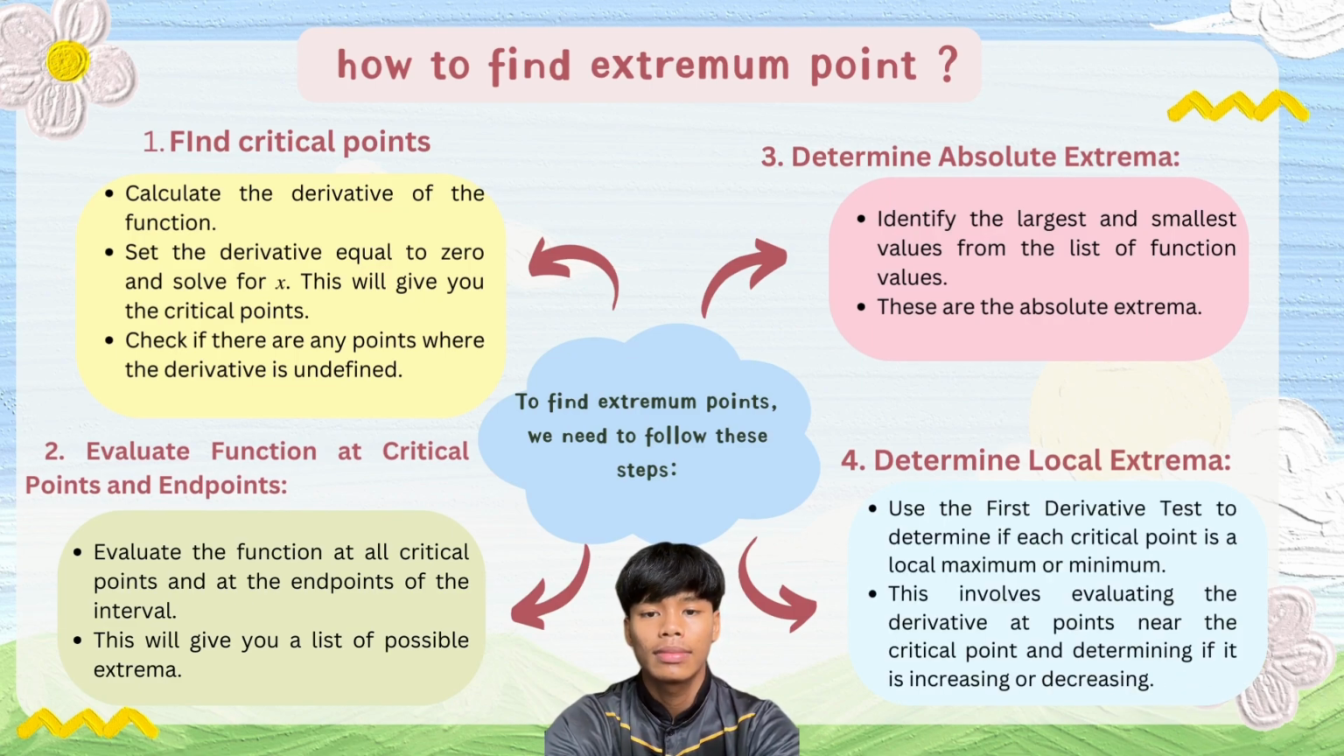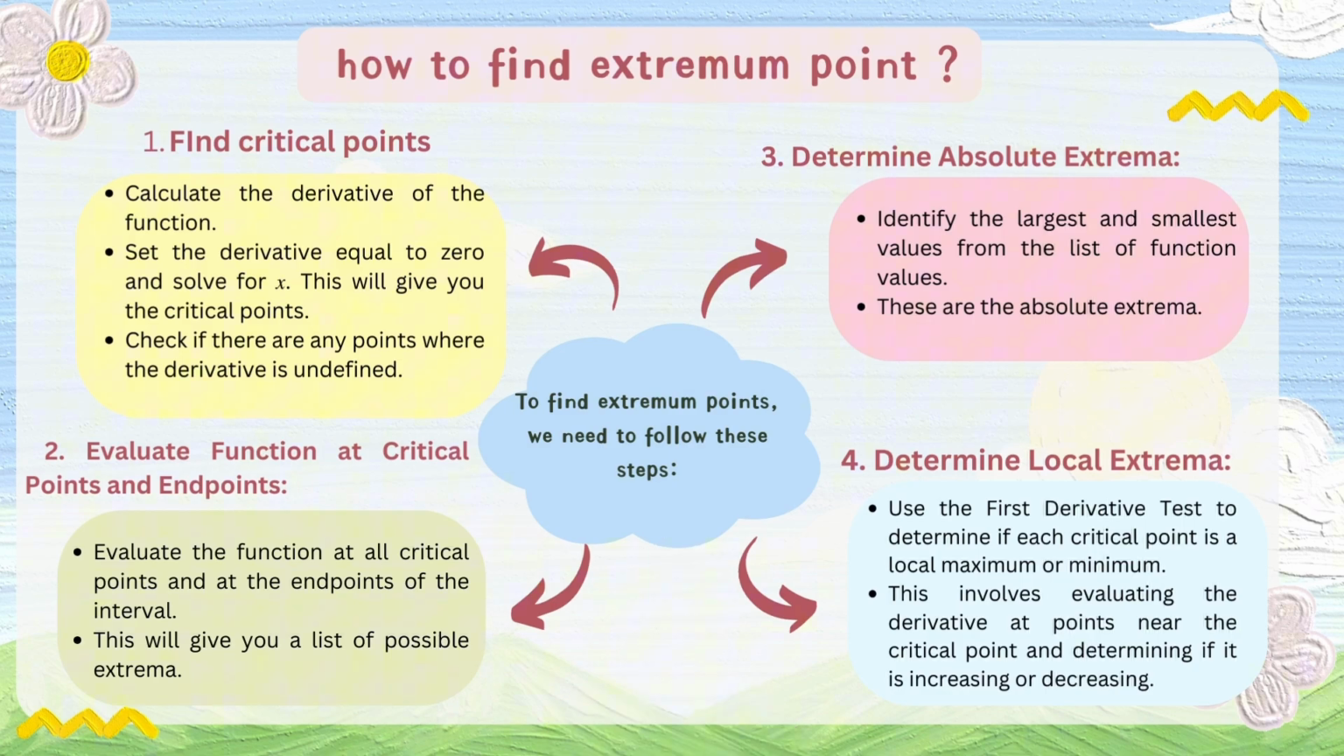After that, determine absolute extrema. Identify the largest and smallest values from the list of function values. These are the absolute extrema. After that, determine local extrema. Use the first derivative test to determine if each critical point is a local maximum or minimum. This involves evaluating the derivative at points near the critical points and determining if it is increasing or decreasing.